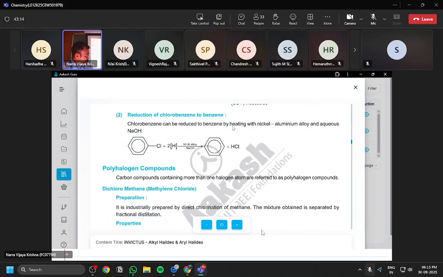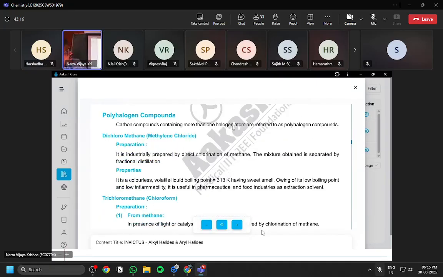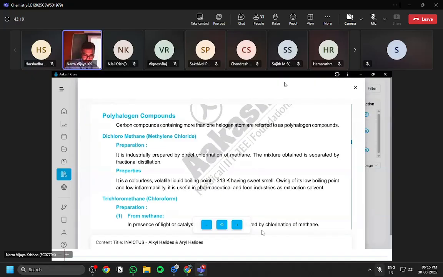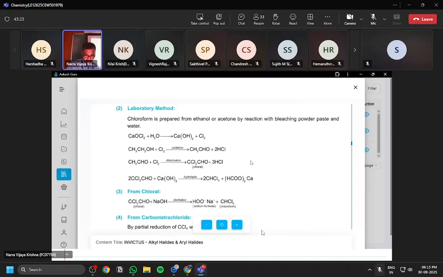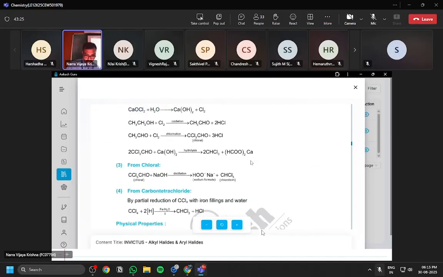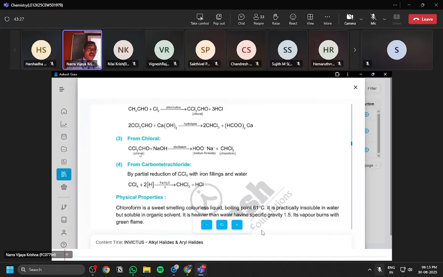Reduction. Now we are discussing about these things, polyhalogen compounds, right? In this already methane, this product is over. Chloroform is already over. Then haloform reaction already over.